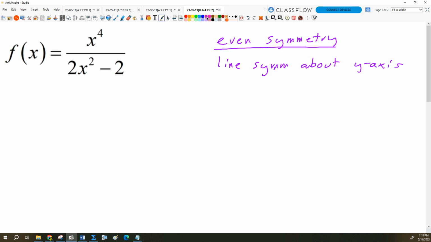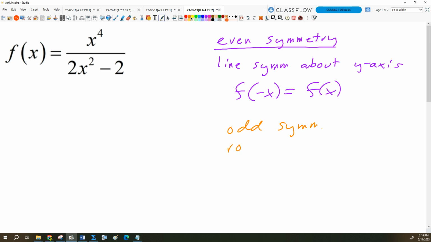Okay. So we have line symmetry, folding symmetry about the y-axis. What's our test for that? The test is f of negative x equals f of x. If I plug in negative x and we get the very same function back, we'd say that the function is insensitive to the sign of x. Then that's even symmetry. As opposed to odd symmetry.